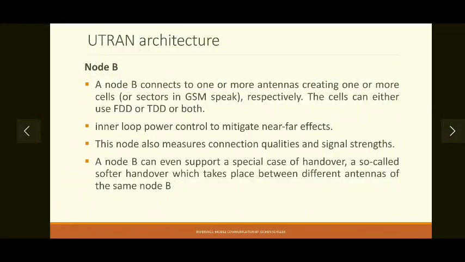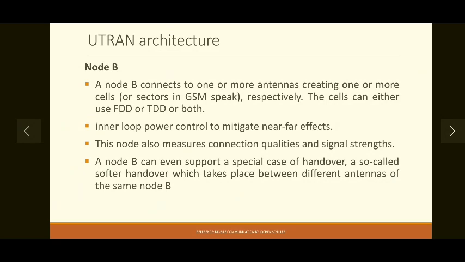Now the next component is node B. A node B connects one or more antennas creating one or more cells. In GSM we saw a BTS is responsible for creating a single cell. A node B connects one or more antennas for creation of multiple cells, or in GSM terminology we can call these different sectors if we are using sectorized antennas. The cells can either use FDD or TDD, or it can also use both. We have discussed this point previously also, what is FDD, what is TDD.